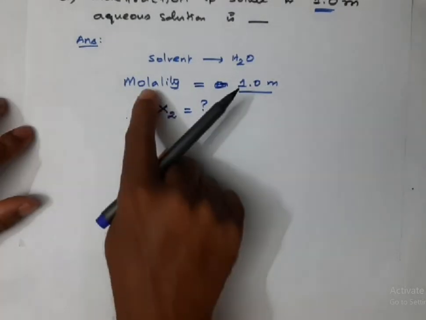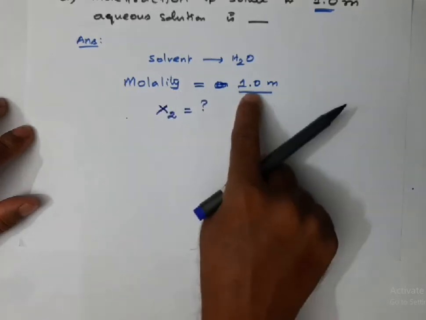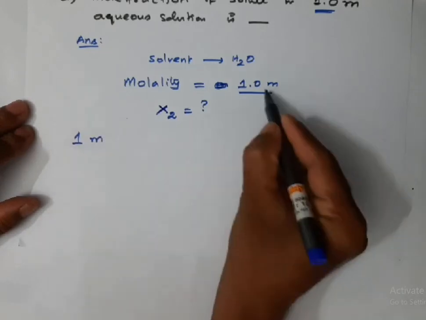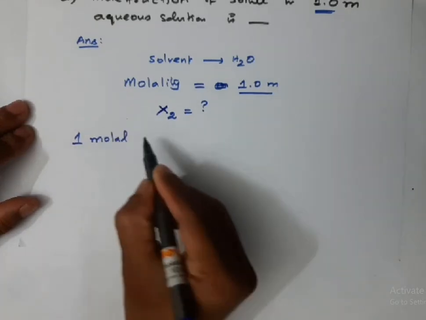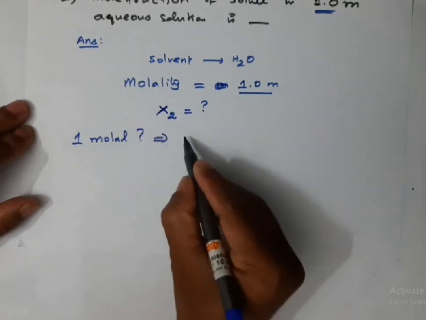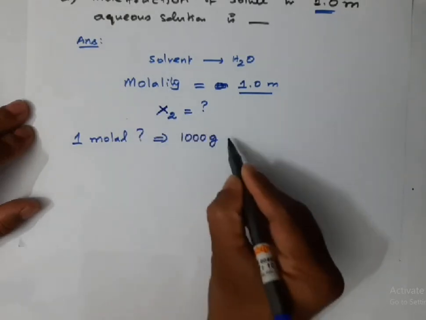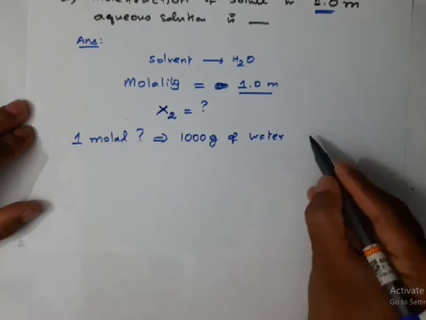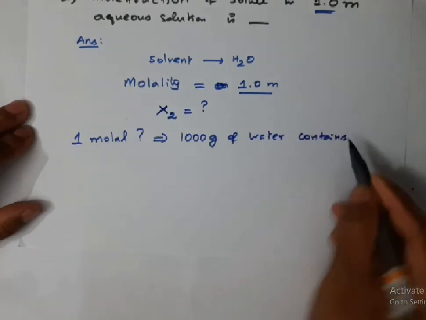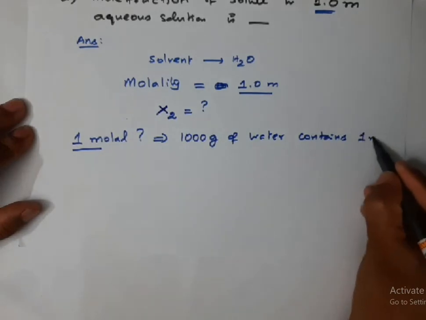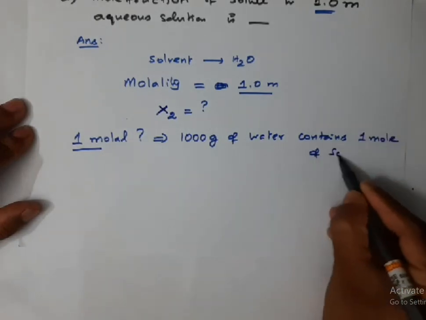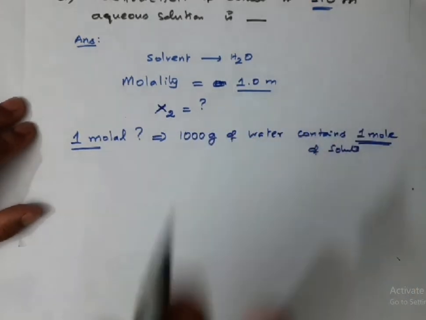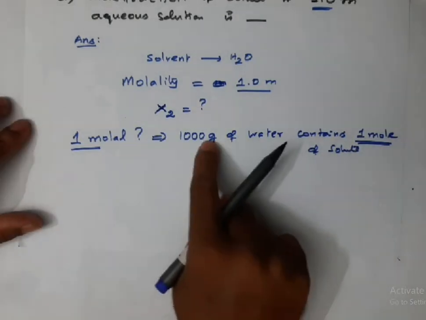You know very well molality. It is given, 1 molal solution. What is the meaning of 1 molal solution? 1 molal means 1000 gram of solvent. Here the solvent is water. 1000 gram of water contains 1 mole of solute. Now we have 1 mole of solute in water. That's the meaning: 1 mole of solute in 1000 gram of water.